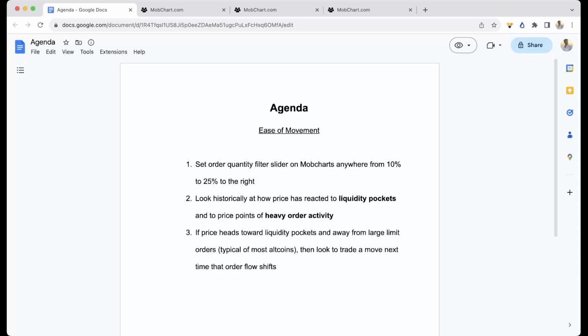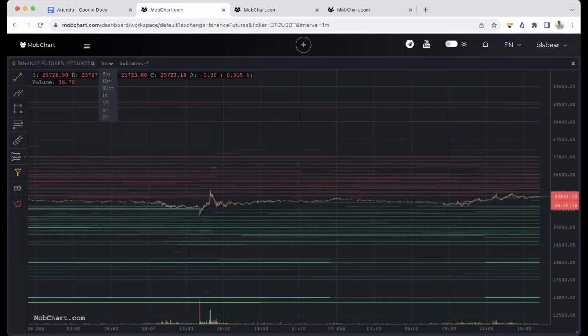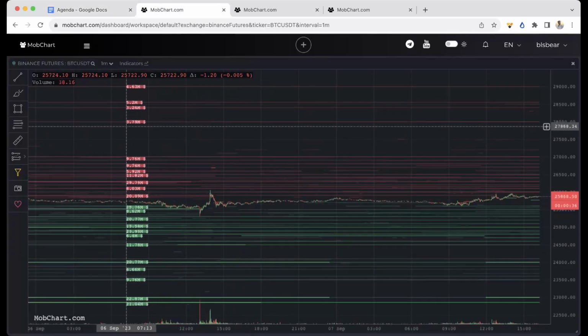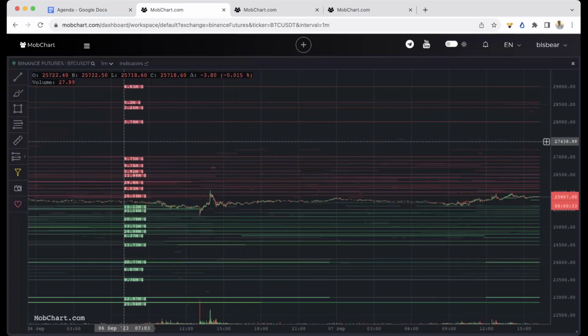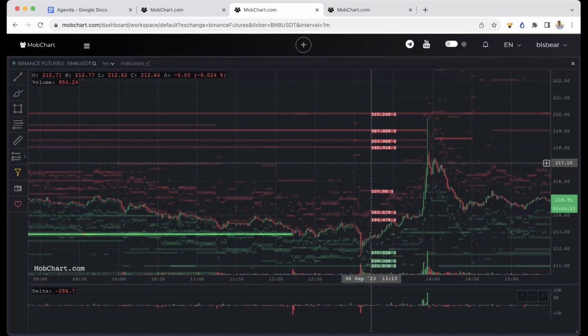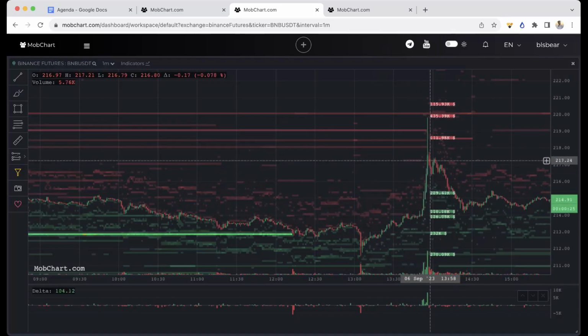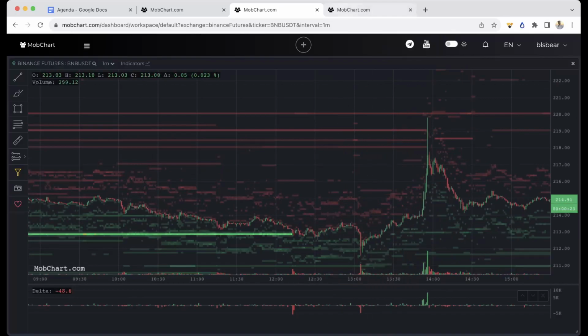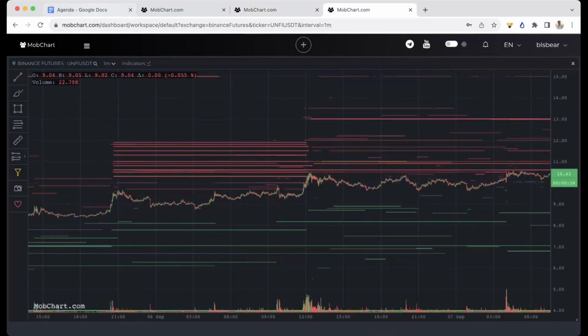Second, liquidity pockets and heavy order activity. Very simple, actually. A liquidity pocket is just where there's not a lot of limit orders. So like right here, where my cursor is, there's just nothing going on there. Or like right here, there's not a lot going on. Maybe that's why price did that right there. And here there's just not much limit order activity.